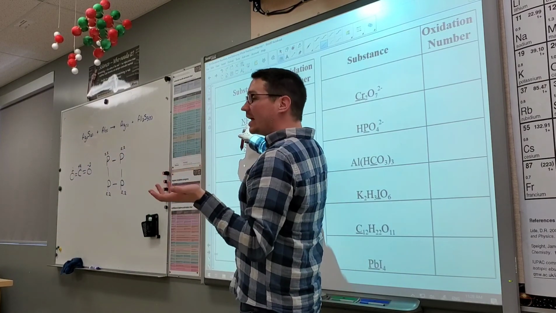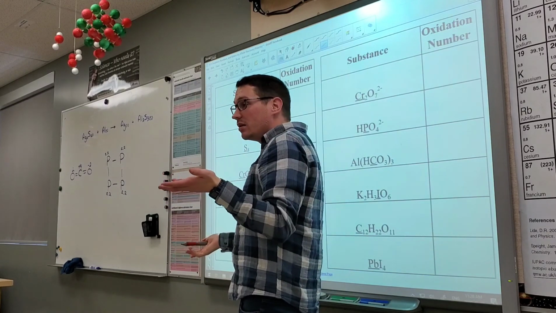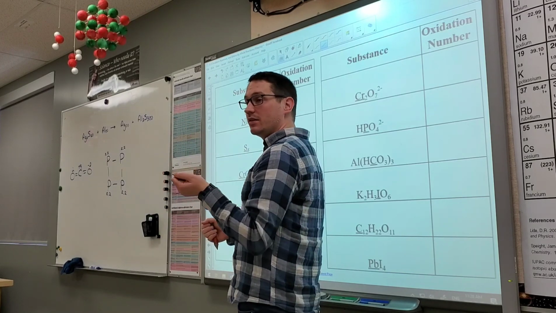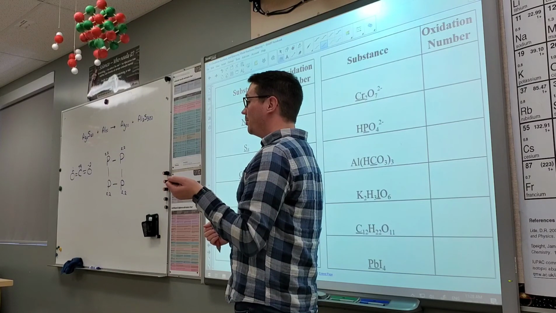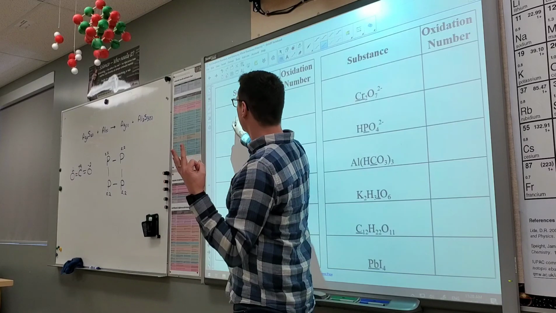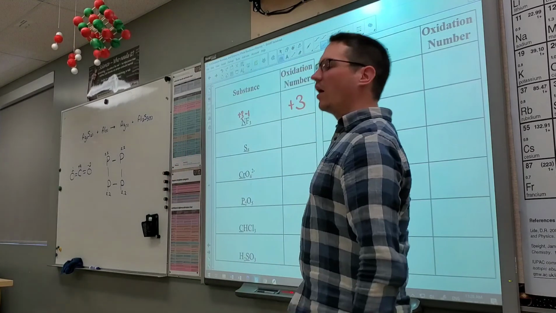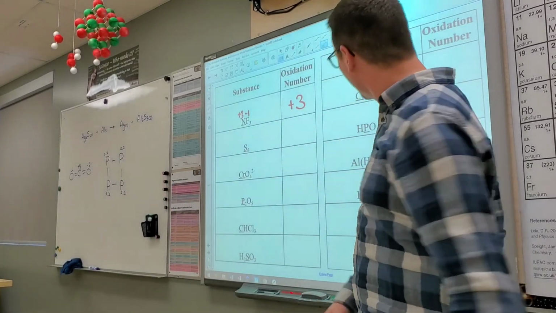So let's take a look at this. It's going to be negative, right? And it's going to be negative 1. So what does nitrogen have to be? Plus 3, right? Because there's 3 negative 1s, so we need plus 3. So the oxidation number of the underlined thing is plus 3. Okay, no problem.